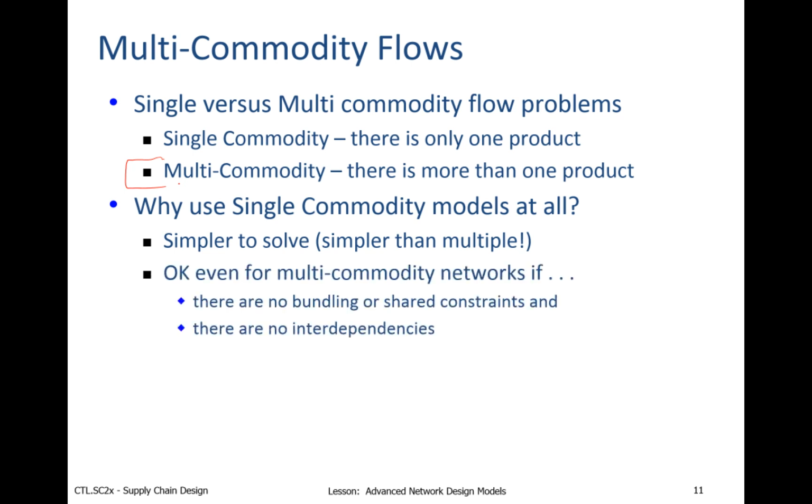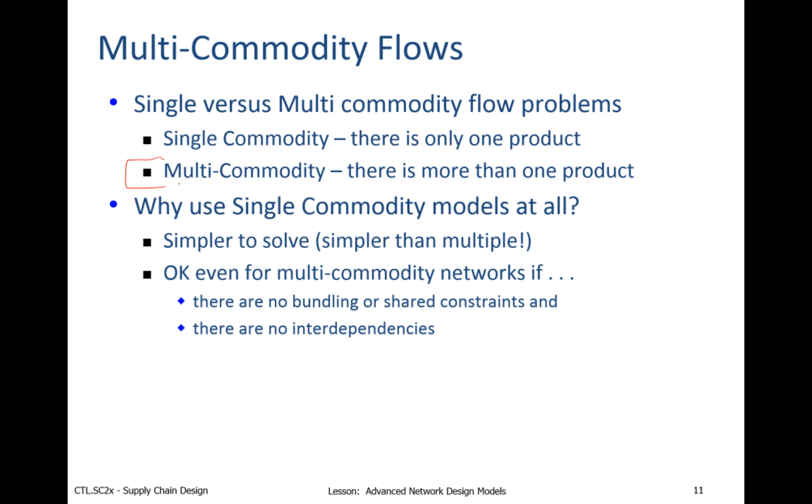When's it appropriate? It's appropriate if there's no bundling between the different commodities or shared constraints. So if I can isolate the two supply chains and they don't interact at all, do them as single commodity flow. There's no reason to complicate the mix. For example, if I'm flowing bananas and cantaloupes and they can't go in the same facilities or use the same transportation modes, treat them as separate models. Model them separately.